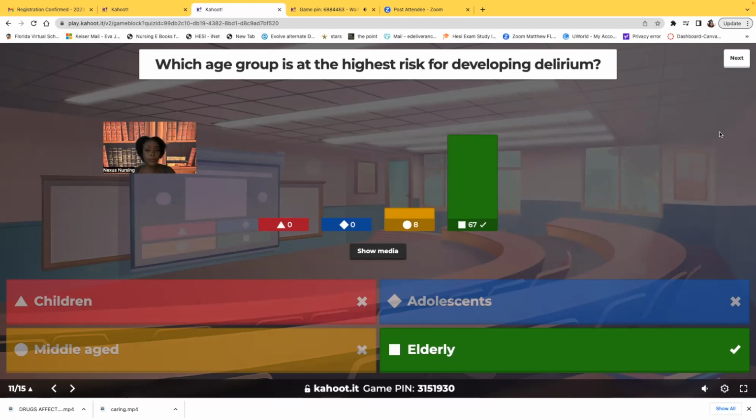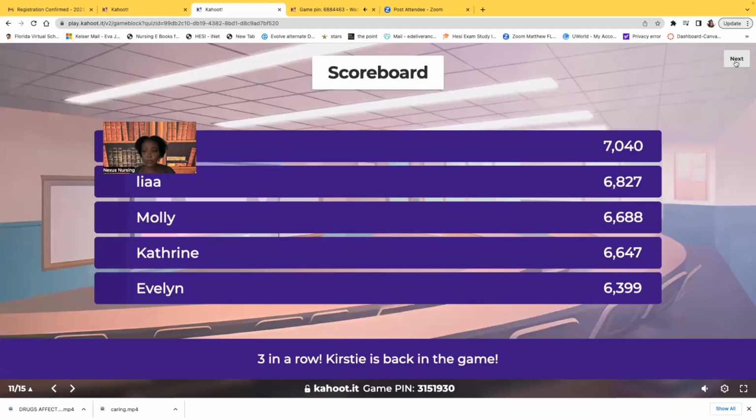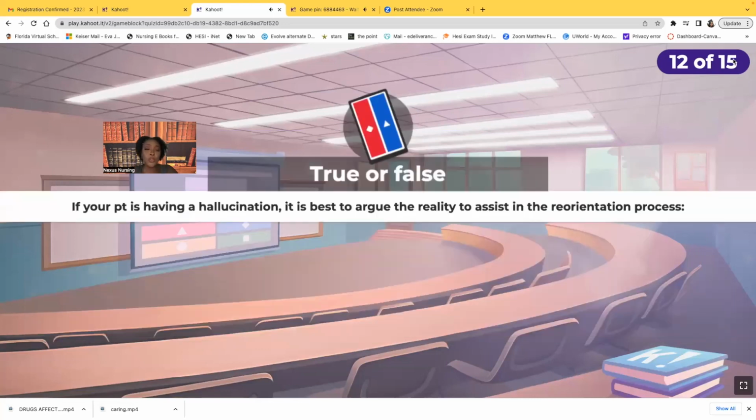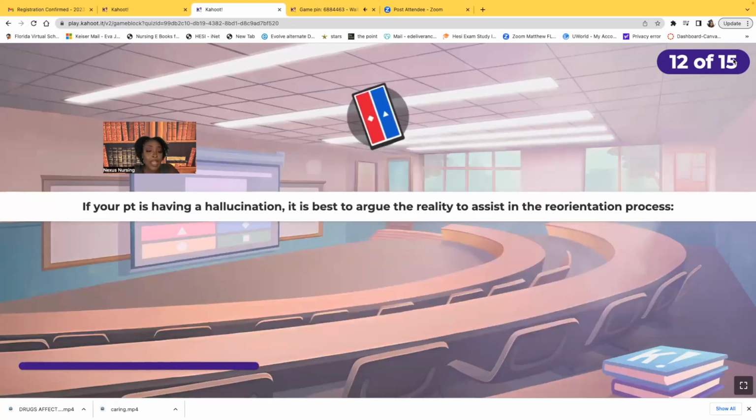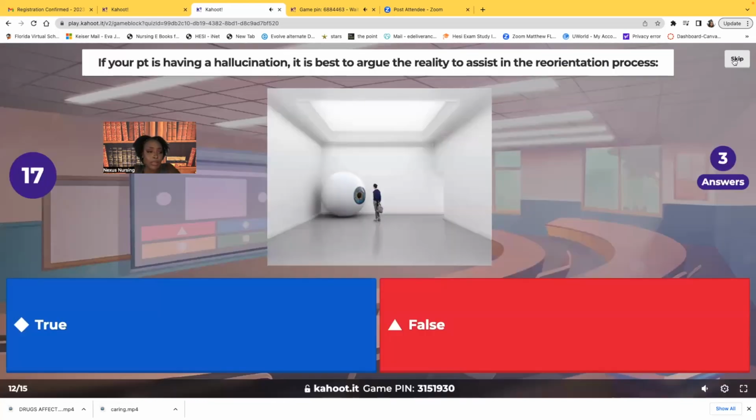True or false? If your patient's having a hallucination, it is best to argue the reality to assist them in the reorientation process. Is this true or is it false?